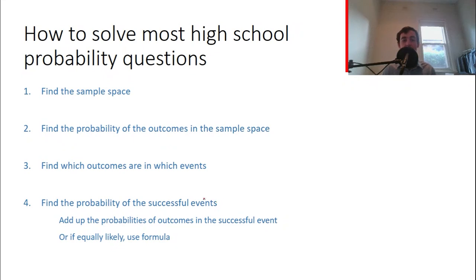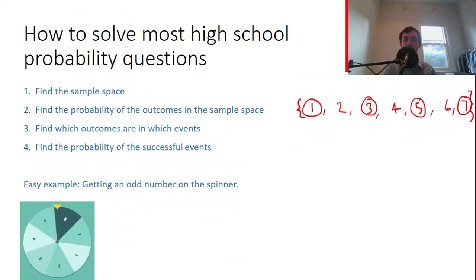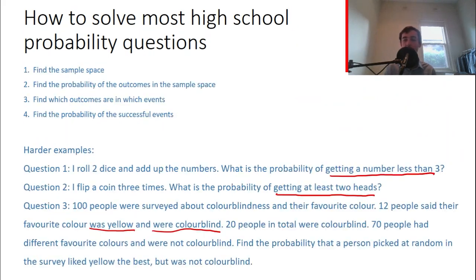So you can do a few things. You can add up the probabilities of the outcomes, which we've worked out for a lot of these questions, or we can use the equally likely formula. So in this one, we use the equally likely formula to find out the probability of getting an odd number on the spinner. Let's look at the first one.